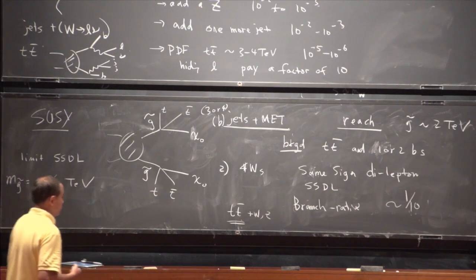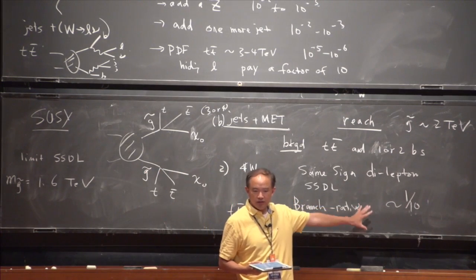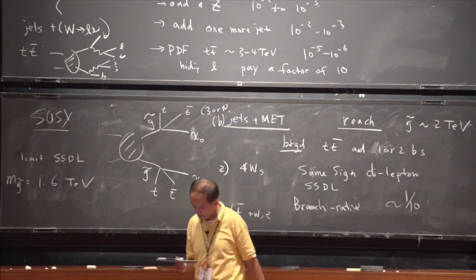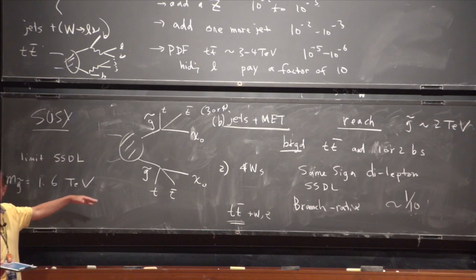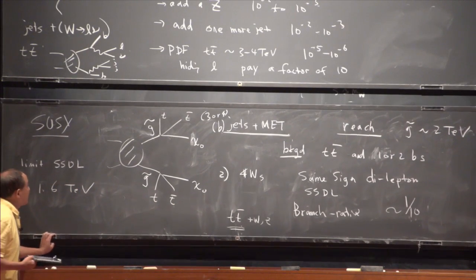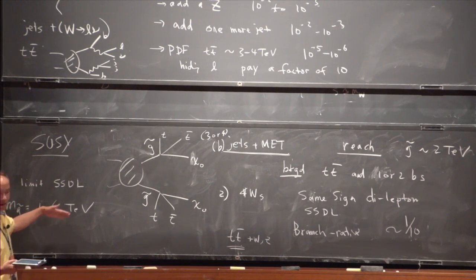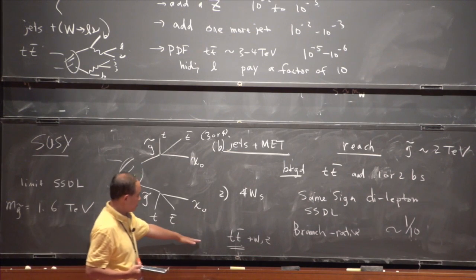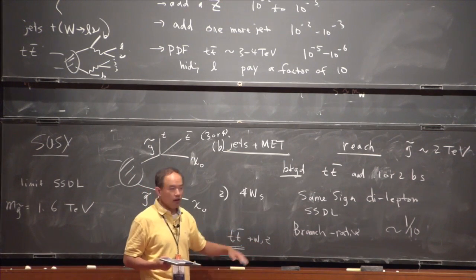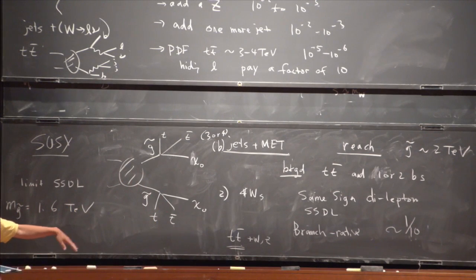Mostly because you pay some price here in having a lower rate. On the other hand, I wanted to mention this because it highlights another point. For this same sign dilepton channel, the backgrounds are relatively easy to model, because the standard model backgrounds come from very well defined processes, and are much cleaner to simulate and estimate. So this limit is very robust. It's very hard to evade this limit.